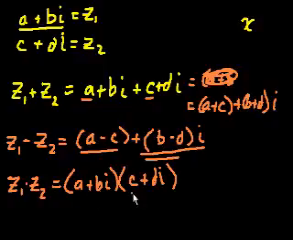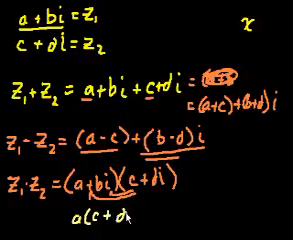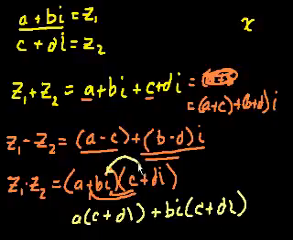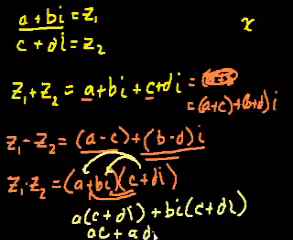So what we can do is take the c plus di and distribute it on each of these terms. So this should be equal to a times c plus di, plus bi times c plus di. All I did is I took the c plus di and multiplied it by this to get this, and multiplied it by this to get this. And then we distribute again. We get ac plus a di.